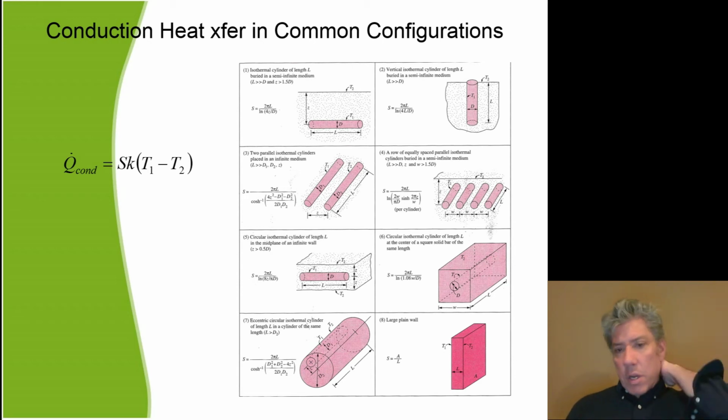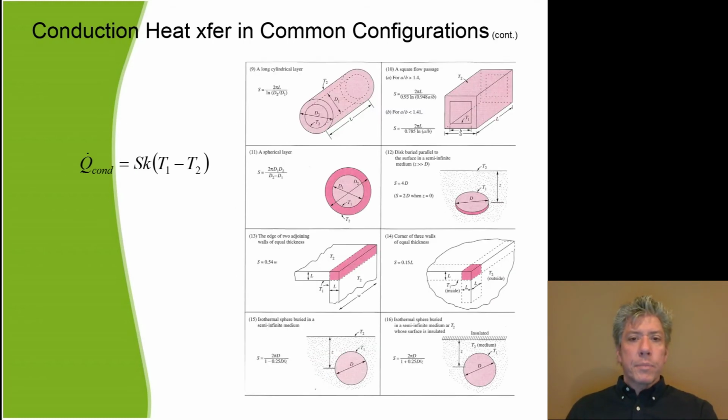Of course, there's natural log here as well. It's used several times. And some of the shape factors are simple, like in case 8, it's A over L. That's a really simple shape factor. There is another page of these, so we've got 16 different common configurations where we can calculate heat transfer rates in very common shapes.